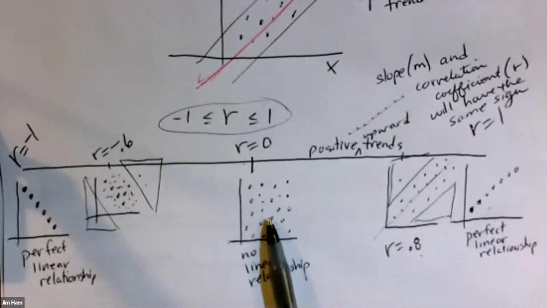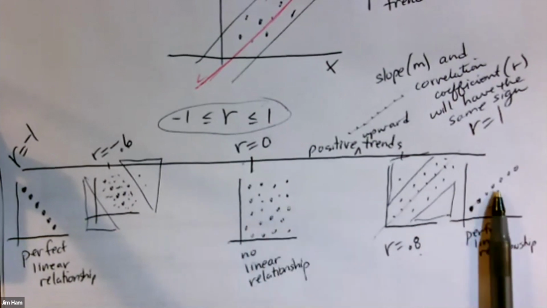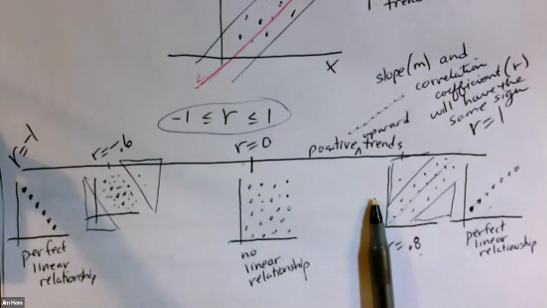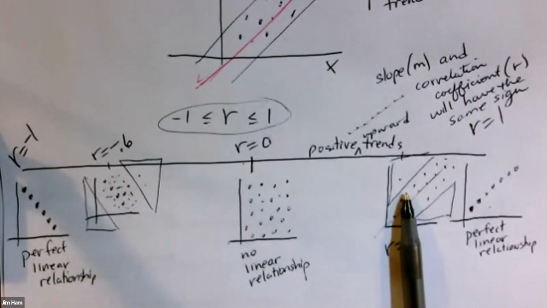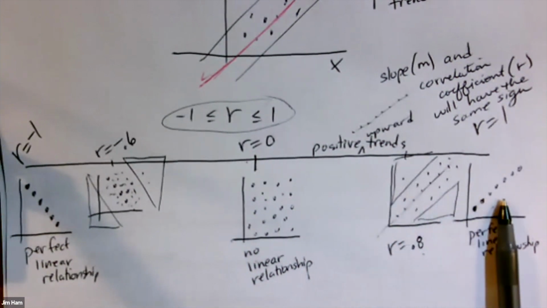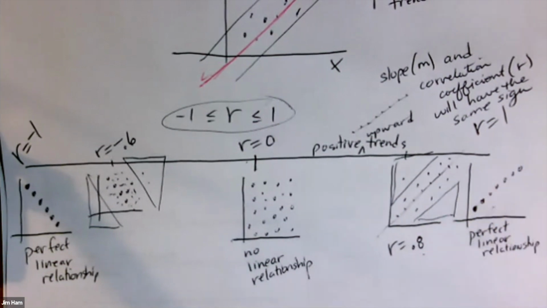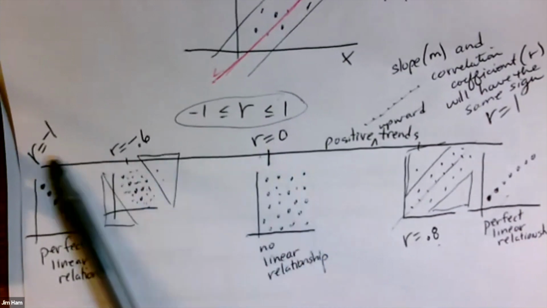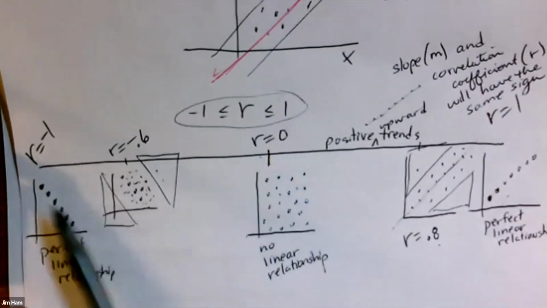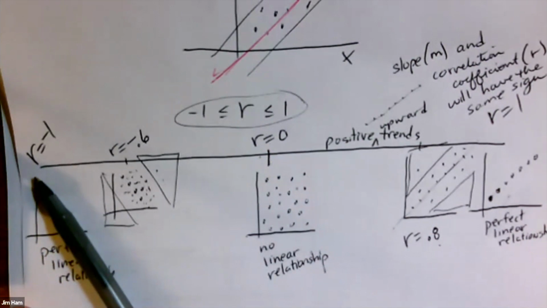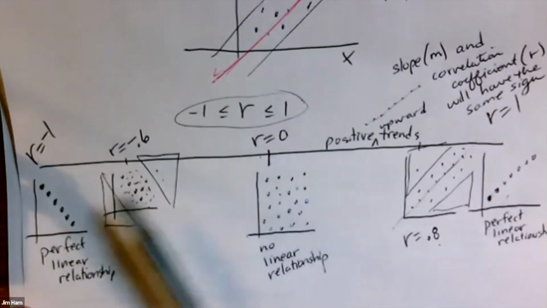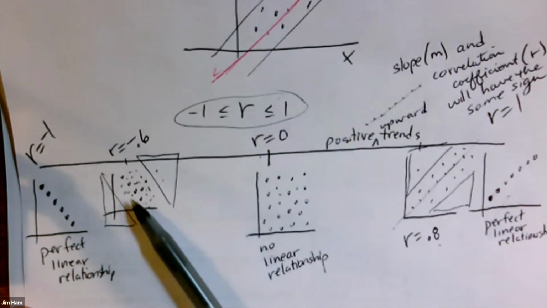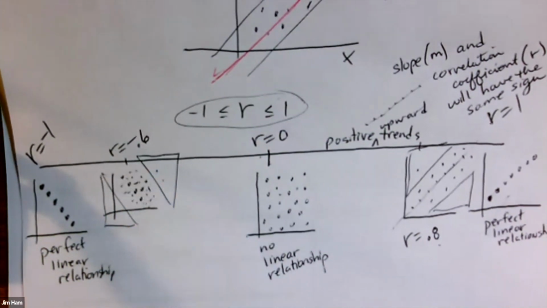So 0 is no relationship. And as you go from 0 to 1, the relationship becomes more and more linear, upward linear. So you get to +1, and then it's a perfect linear relationship. As you go from 0 to -1, well, maybe I should go this way, from a perfect relationship, as you get closer to 0, the points get further and further away from the line of best fit. So you have this kind of wide trend channel here.